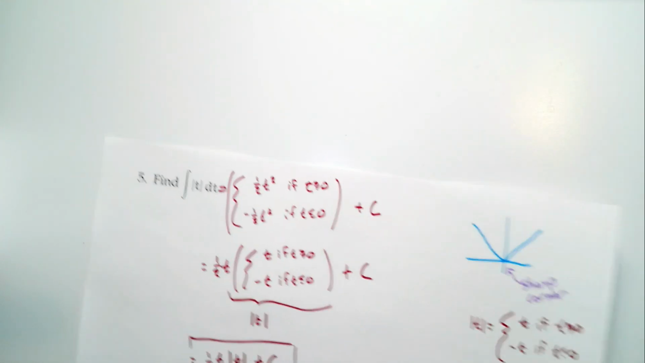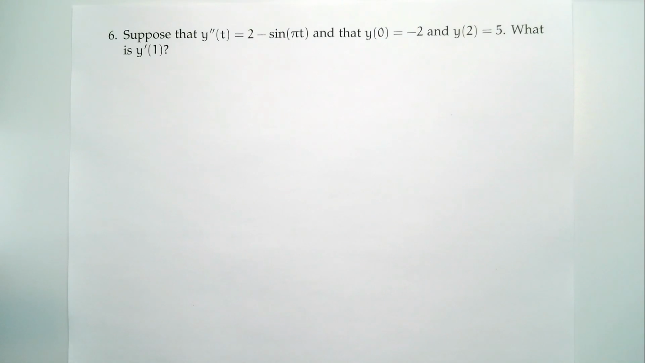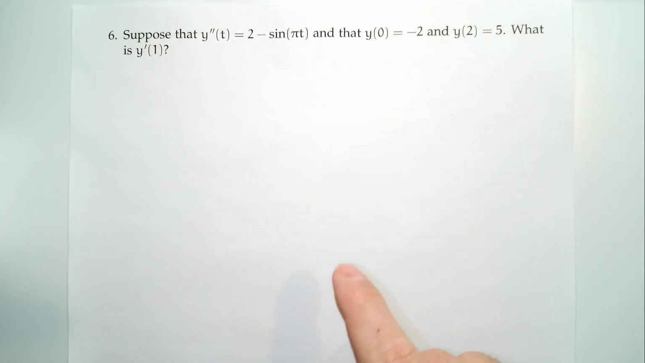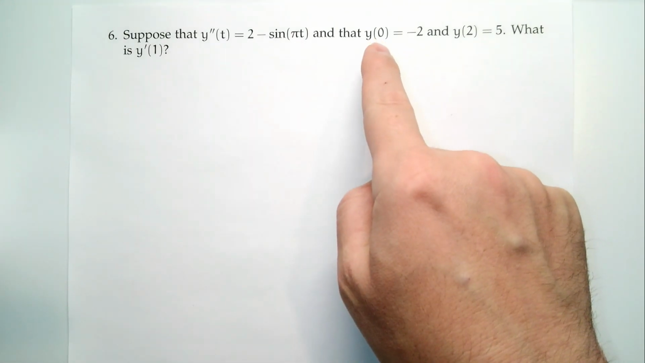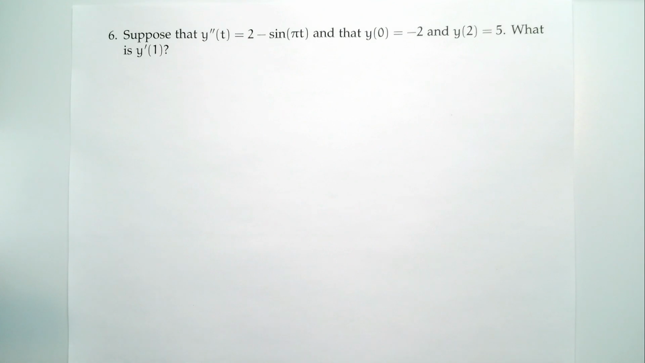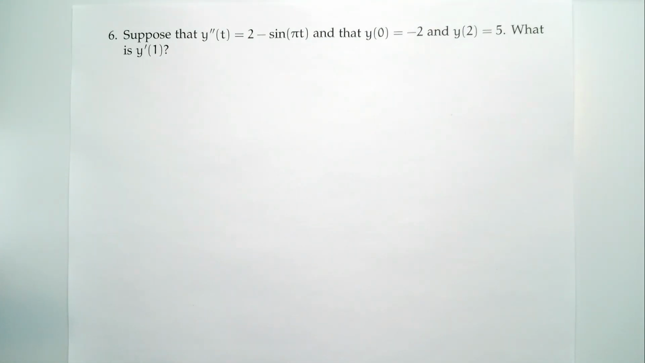All right, that's number 5. It means we're halfway through. Doing great. All right, let's do number 6. Suppose that the second derivative with respect to t is 2 minus sine of pi t, and that we know at time 0, we're at negative 2, and at time 2, we're at 5. What's the derivative at 1? Okay. Interesting.